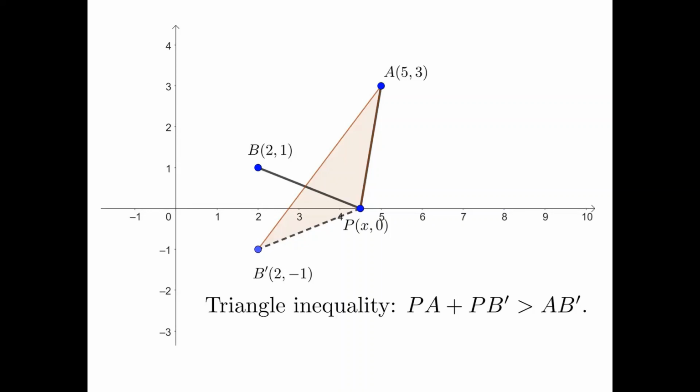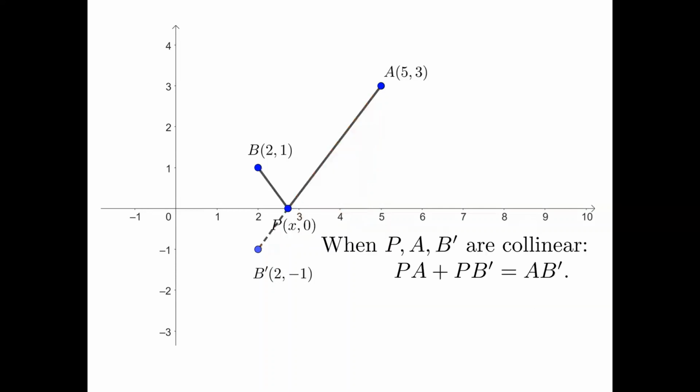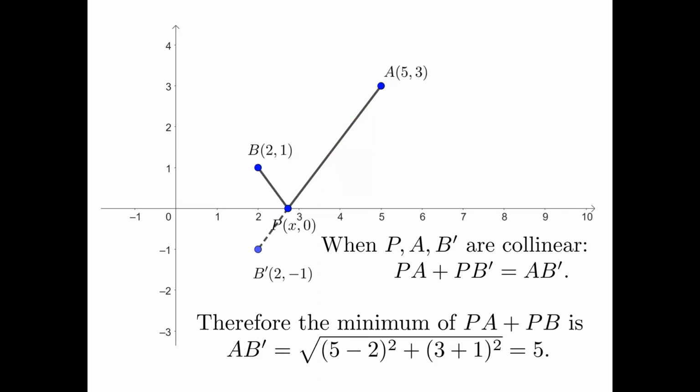Again, by the triangle inequality, PA plus PB prime is greater than AB prime if these 3 points form a triangle. So, the sum has a lower bound, AB prime. On the other hand, the lower bound can be attained when P, A and B prime are collinear. So, the minimum of PA plus PB is the distance between A and B prime, which is 5.